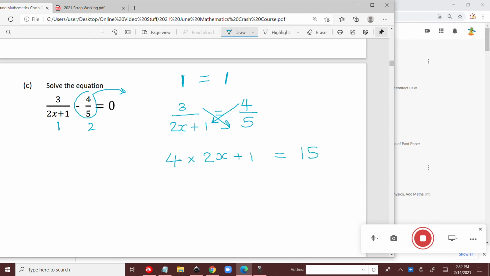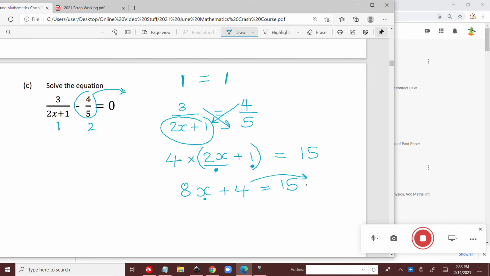This is actually slightly wrong because if I write it like this, it sends the message that I am only multiplying the 2x by the 4. We just said this entire expression needs to be multiplied by 4. So that means this whole thing has to go in brackets. That way, you remember to multiply him and him by 4. So we're going to get 8x plus 4, because we're multiplying both of them by the 4, is equal to 15. Now for the easy part, solve for x.